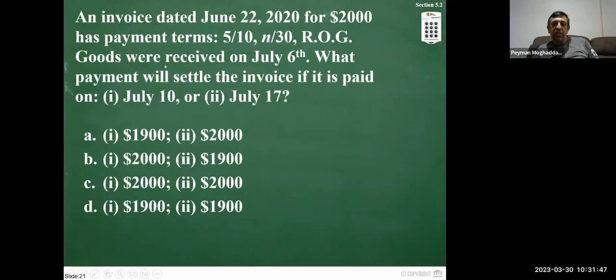All right, another question, guys. An invoice dated June 22nd, 2020 for $2,000 has payment terms of 5/10, n/30, ROG. Goods were received on July 6. What payment will settle the invoice if it's paid on July 10 and July 17? Okay, you have 5 minutes for this as well.